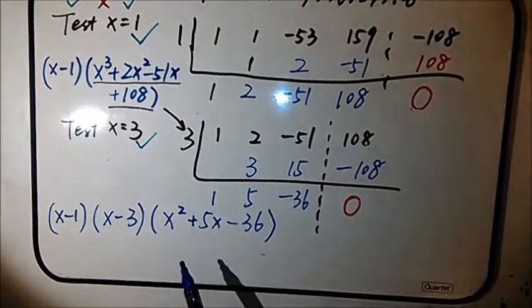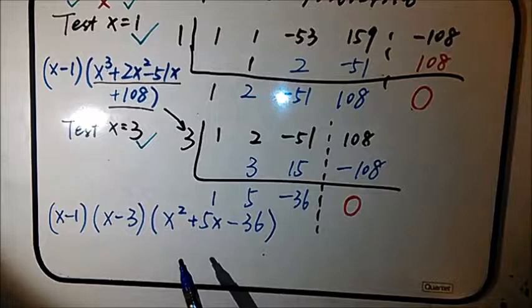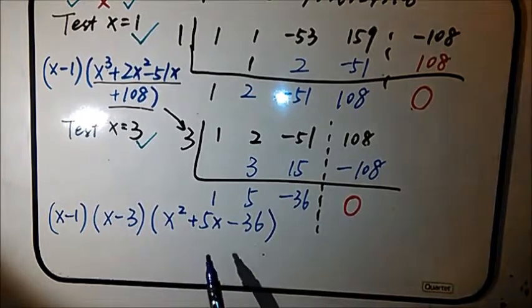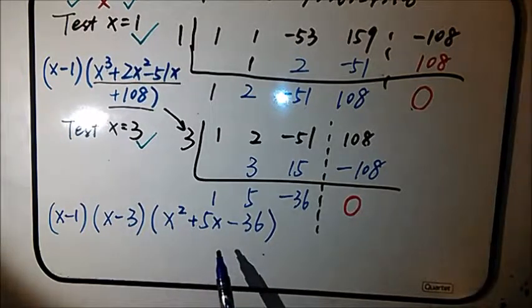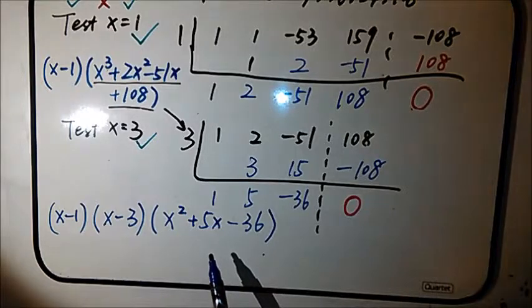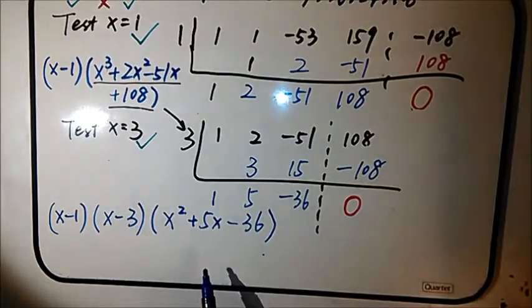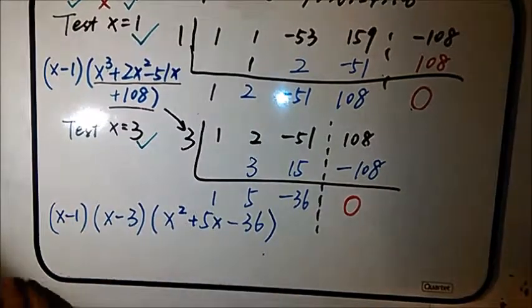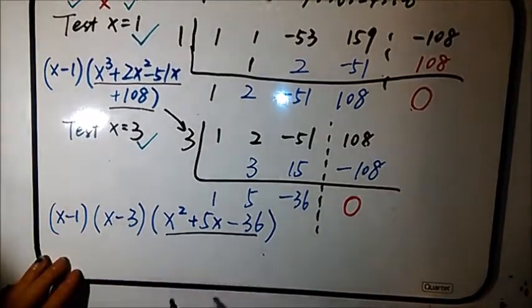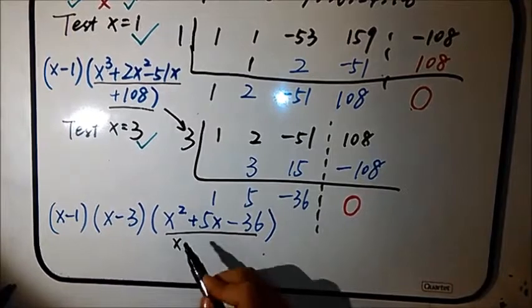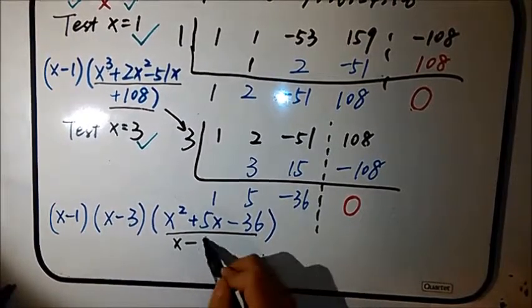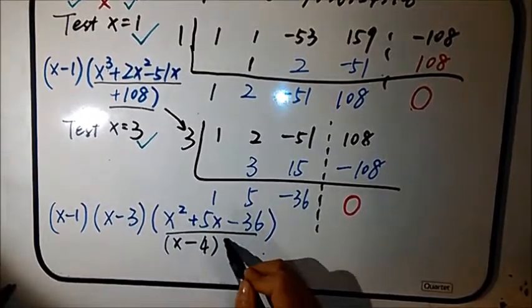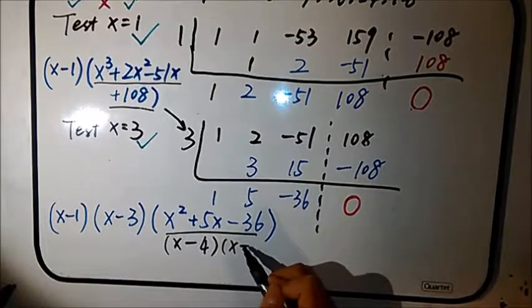And now that we brought it down to a quadratic, we can do one of two things. We can factor it, and or we can use the quadratic formula to get our two missing roots, two missing solutions. And luckily we can factor this. The factors will be x minus 4 times x minus 1.